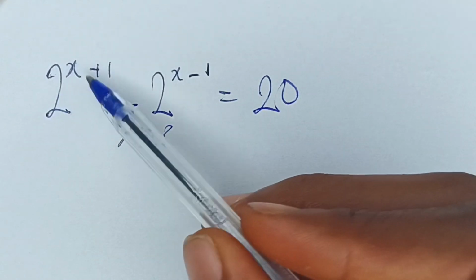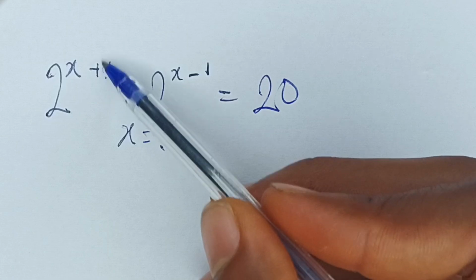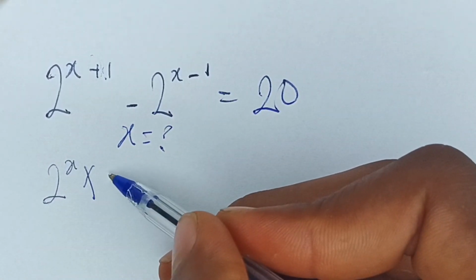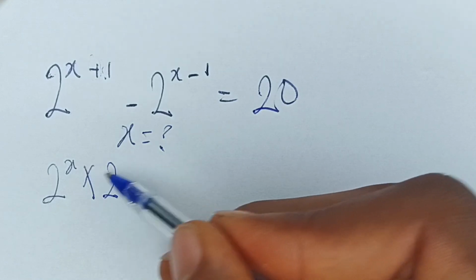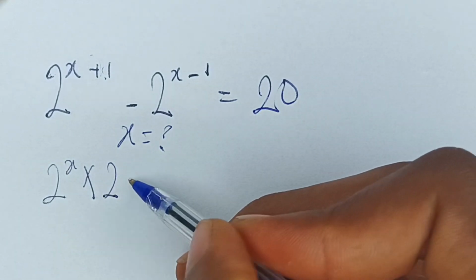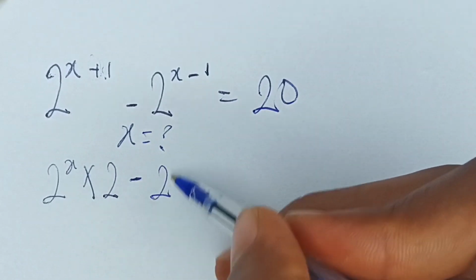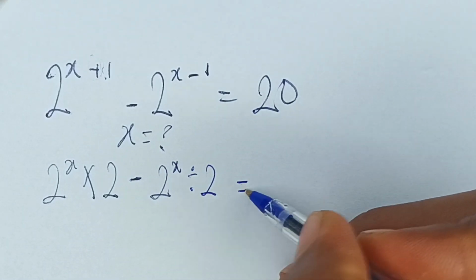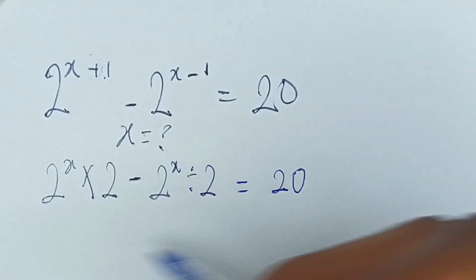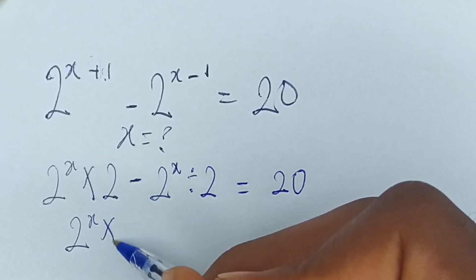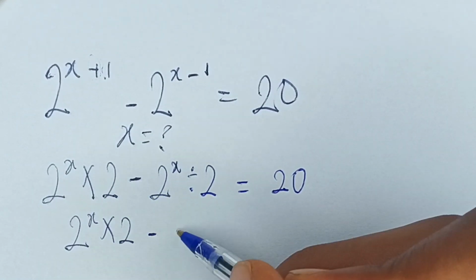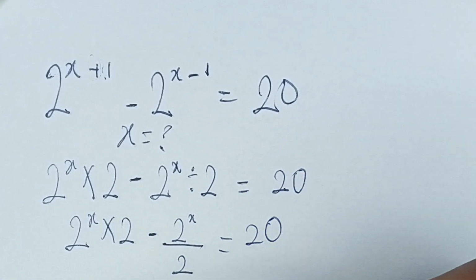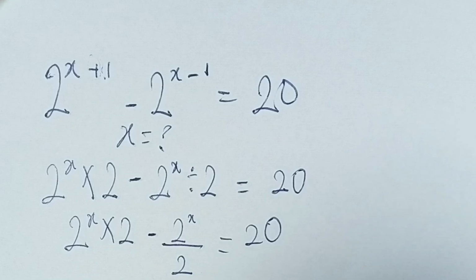Now, when you have 2 raised to the power x plus 1, it simply tells you that this was initially a multiplication of 2 raised to the power x times 2 raised to the power 1, which is 2. Because when the bases are the same, you add the powers, alright? And for here, you have 2 raised to the power x minus 1, which is 2 raised to the power x divided by 2. And this is equal to 20. This can be re-expressed as 2 raised to the power x times 2 minus 2 raised to the power x over 2 is equal to 20. Let's go ahead and multiply each term of this equation by 2.